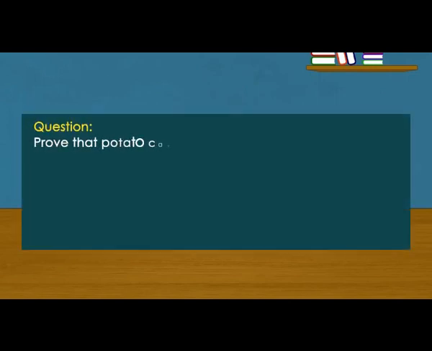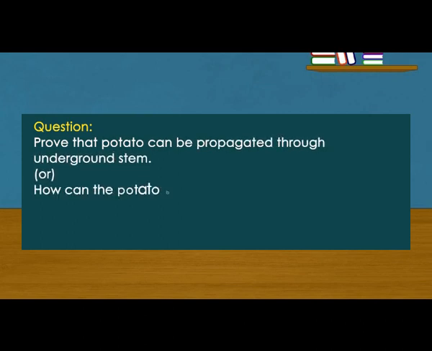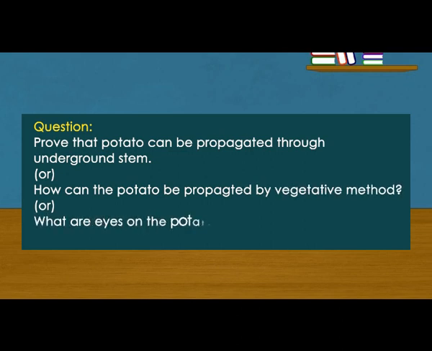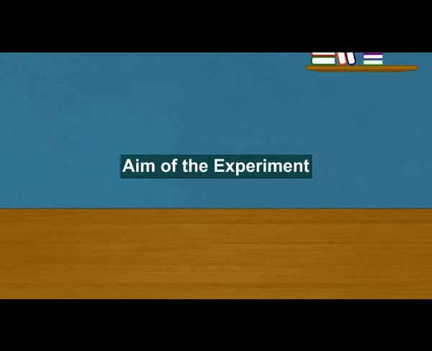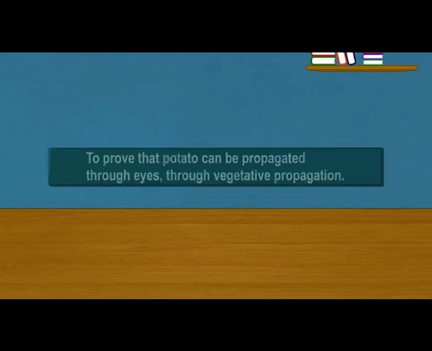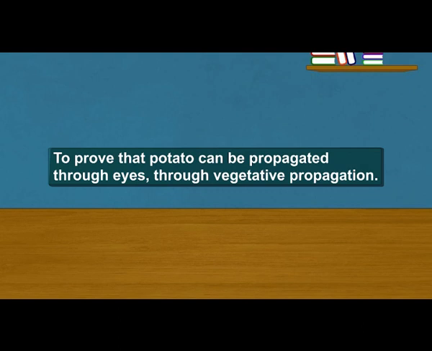Activity. Prove that potato can be propagated through underground stem, or how can the potato be propagated by vegetative method, or what are the eyes of the potato, in what way they help the plant. Aim. To prove that potato can be propagated through eyes through vegetative propagation.